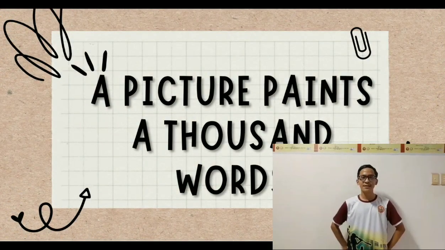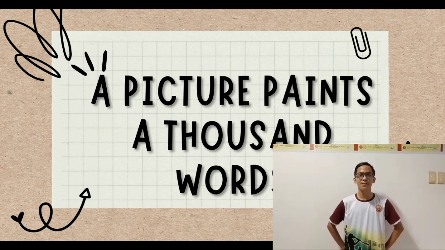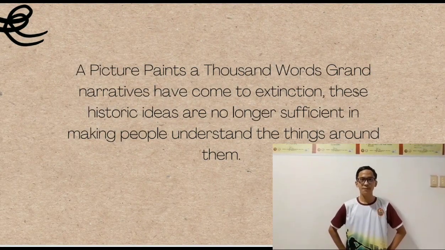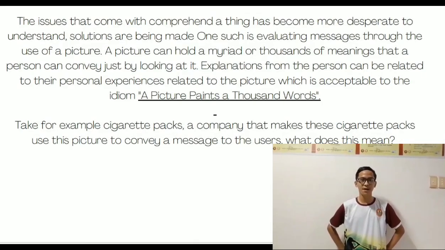So, the first lesson is a picture paints 1,000 words. In this lesson, I am going to explain about pictures. Grand narrative has become close to extinction. Comprehension is becoming more desperate to the point that solutions are needed to understand the idea better. One such solution is pictures. So, why pictures, you may ask? Pictures give a visual aid to the audience in conveying a message. It helps them understand better compared to listening or reading.